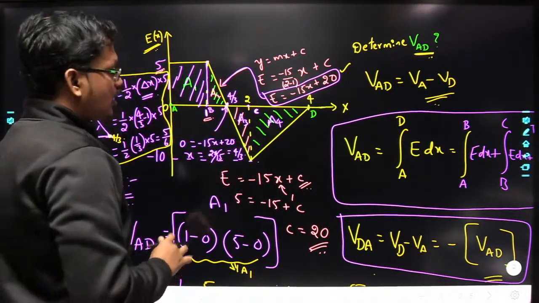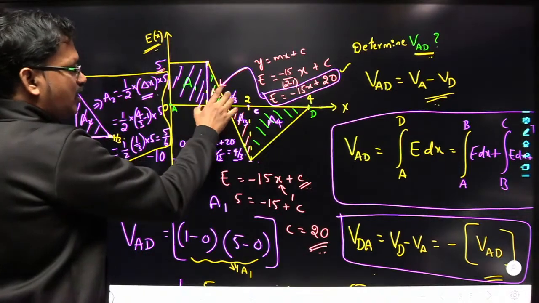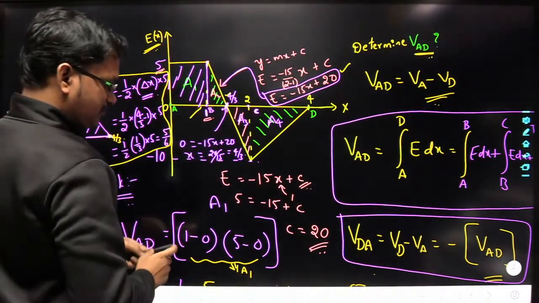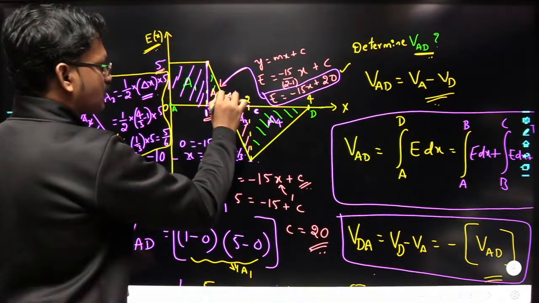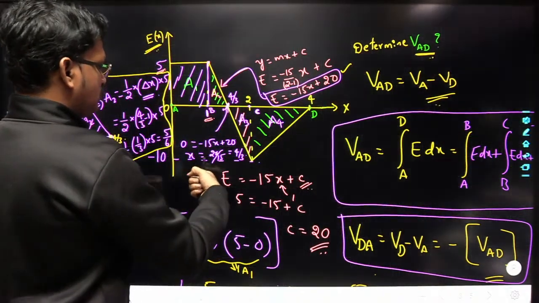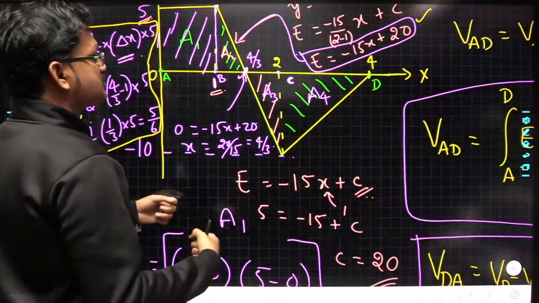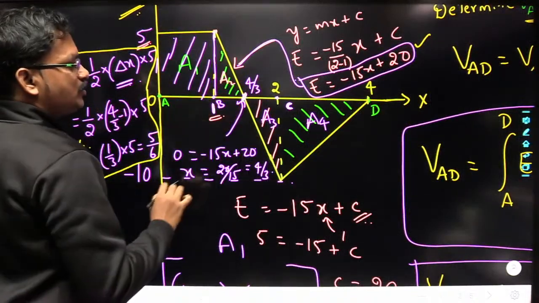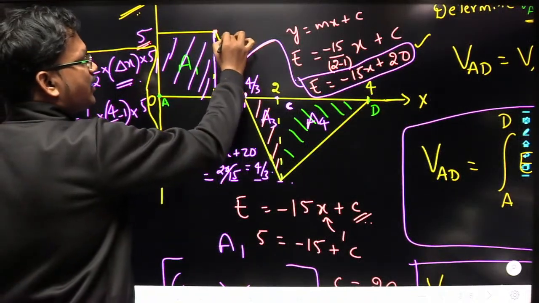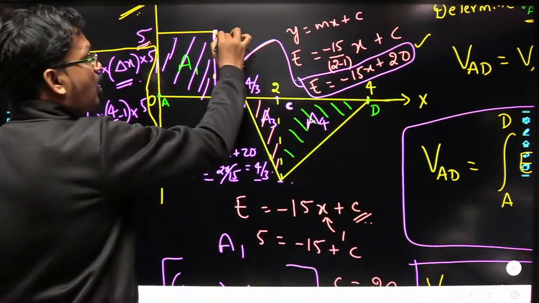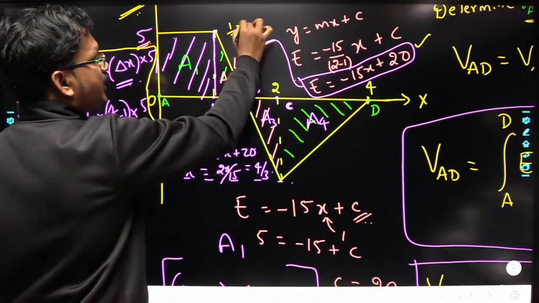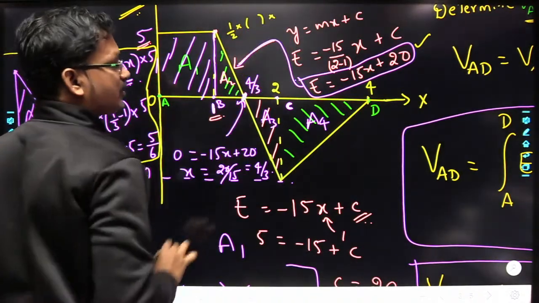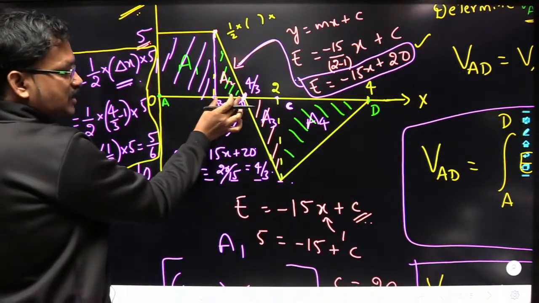Understood? Okay. Now if you want to determine this area A2, then you need what? The area A2 is nothing but half into base into height. Yes or no?